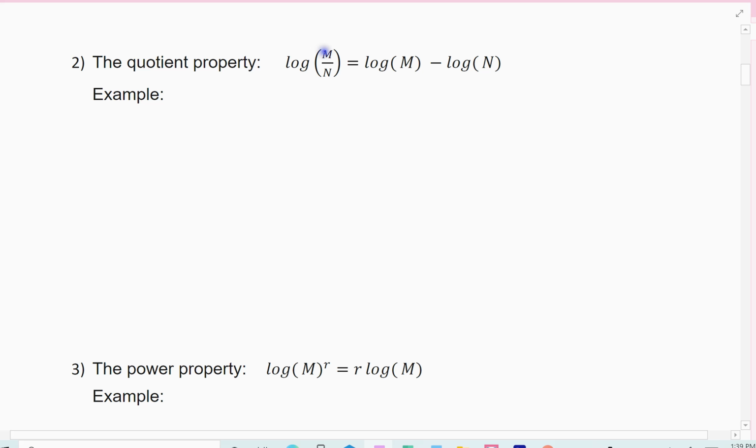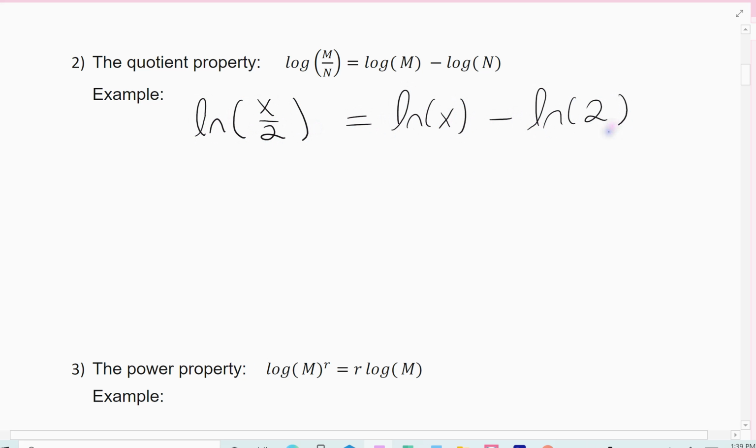Right, but if you'll notice, the m and n are inside my log. And again, it comes from the same idea as their exponents, and I'm not going to go through that, but the reason why this is true is because they're exponents. Right, so to do an example, if I did the natural log of x divided by 2, I could rewrite that as the natural log of x minus the natural log of 2.